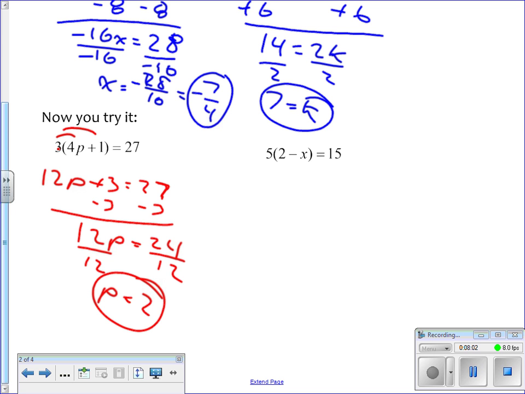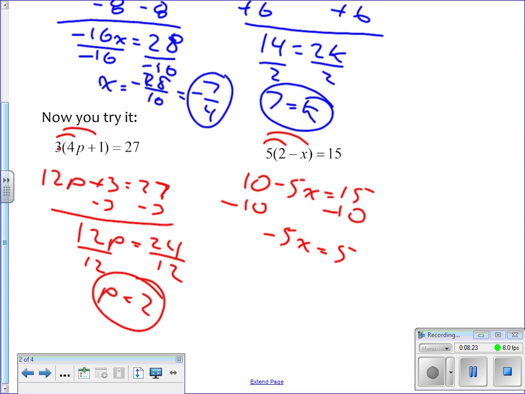Even though the x is in the back of the parentheses, your first step, still distribute. 5 times 2, 5 times negative x. So I get 10 minus 5x equals 15. Subtract 10. Negative 5x equals 5. Don't lose the negative in front of the 5.